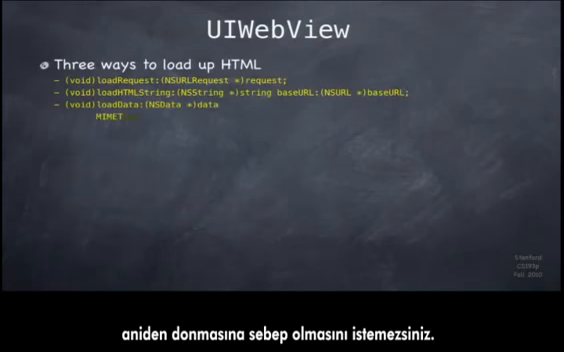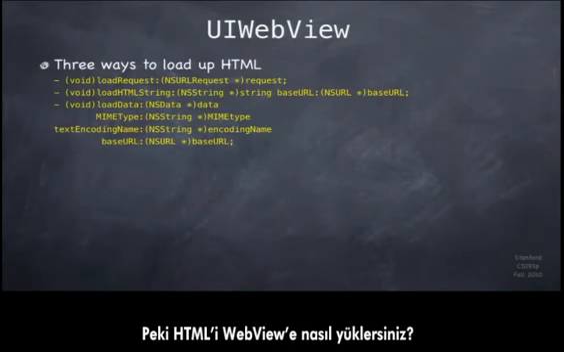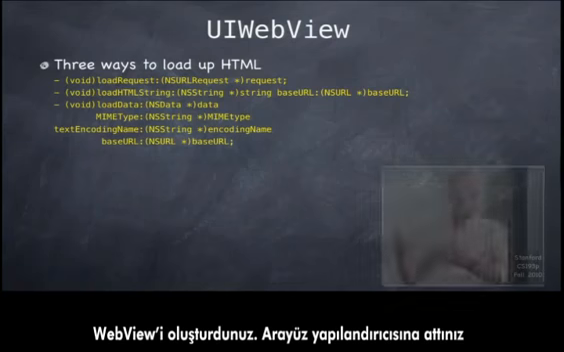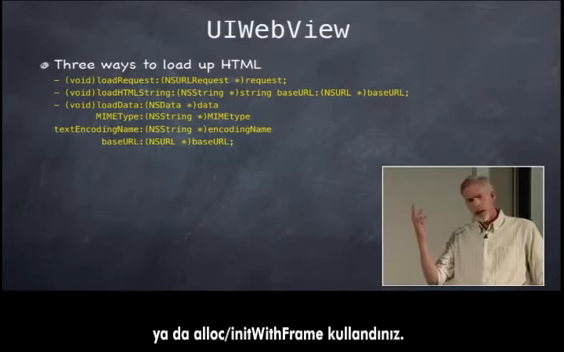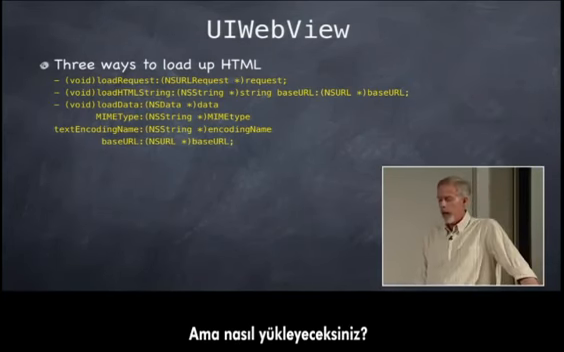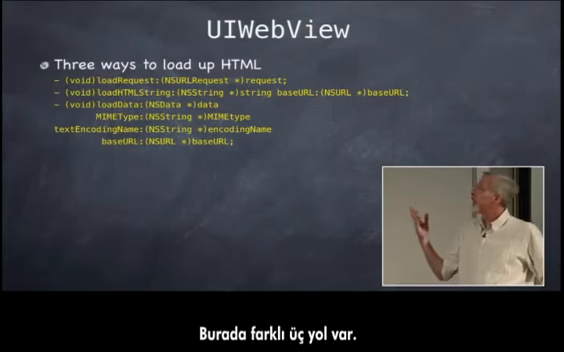So, all right, how do you load HTML up into this web view? So you create the web view, just drag it out in Interface Builder, or you alloc init with frame. And how do you load it up? Well, there's 3 different ways, basically.